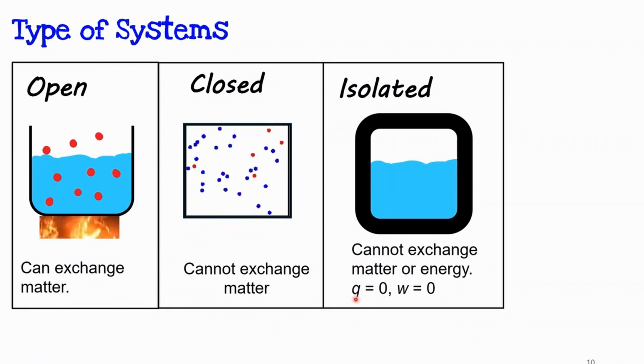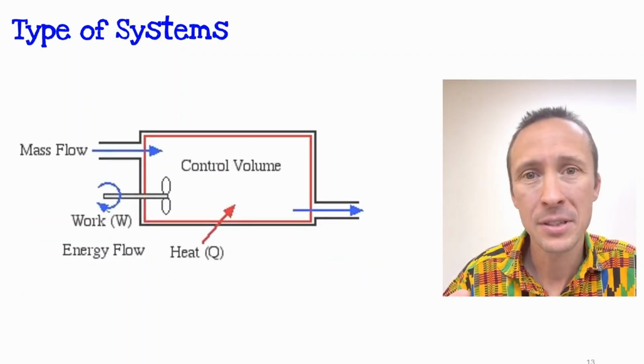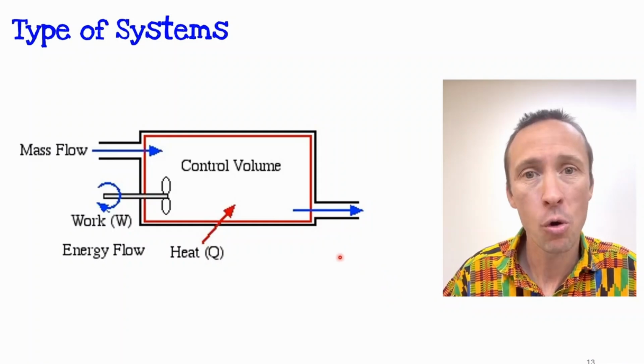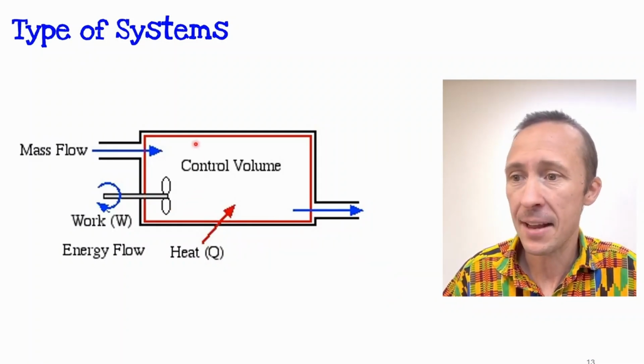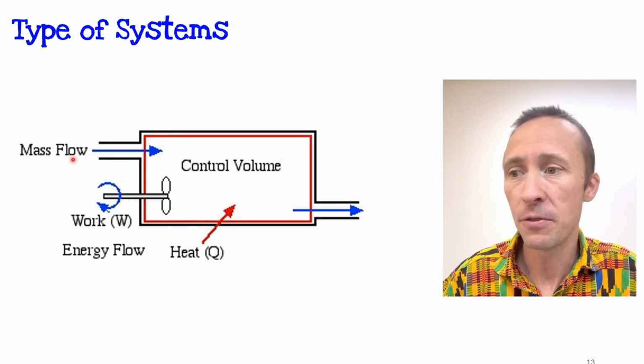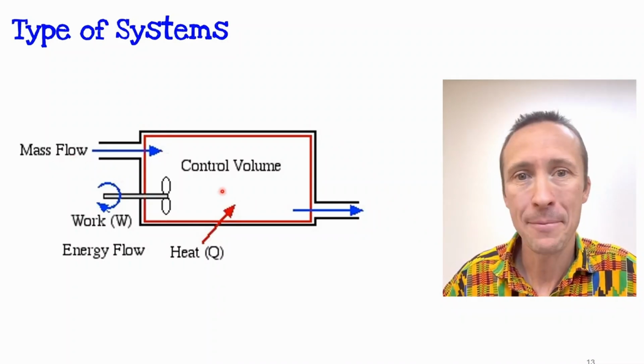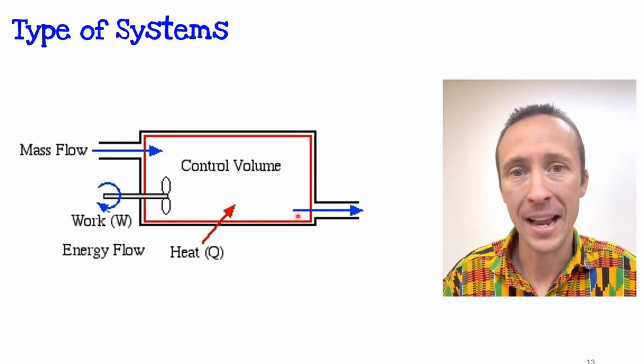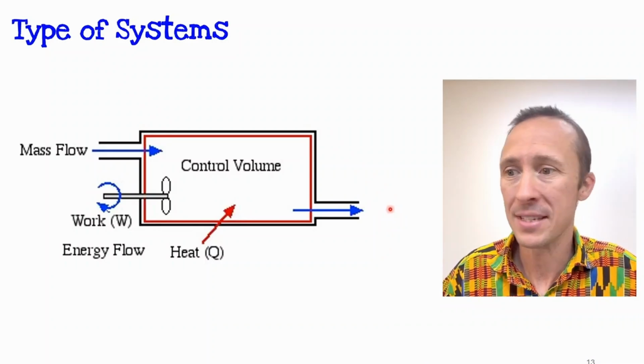I have this Q here. Q means energy transferred as heat, and W stands for energy transferred as work. We also have another type of open system called a control volume, where it has a set volume here, and matter can come in. We have a mass flow through an inlet, and we have matter coming out, mass flow through an outlet. So that's an example of an open system.